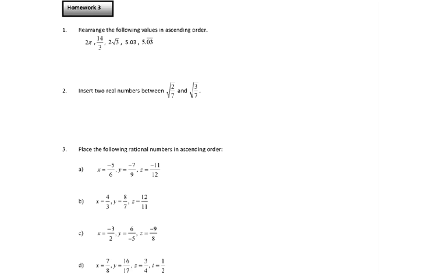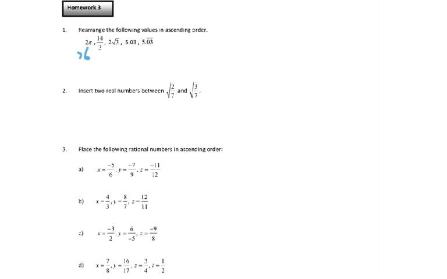Alright, homework 3 here. We're going to look at arranging these numbers in ascending order. So we have to maybe come up with an approximation of each one. What we can see here is that 2 pi, well pi is about 3, so 2 pi is going to be something bigger than 6. So let's leave that for now.